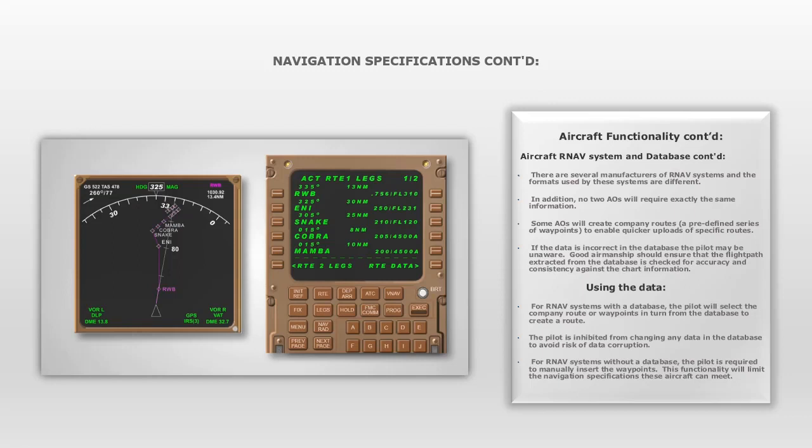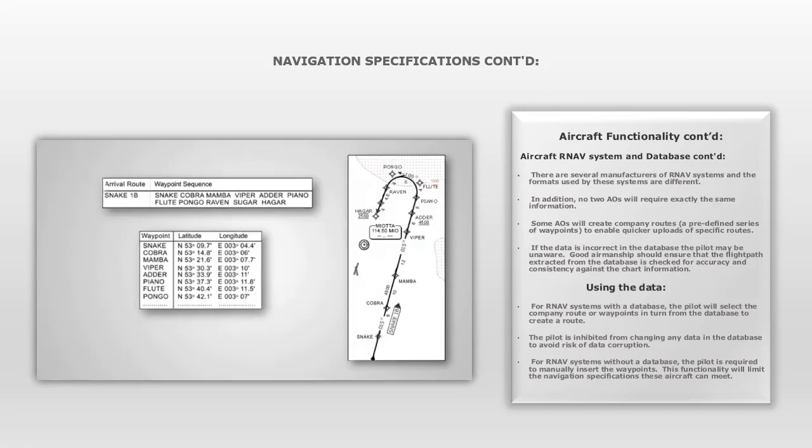arrival. When the navigation computer has a database, it is a straightforward set of inputs to change the star, and because the waypoints are then loaded automatically, there is less likelihood of an error occurring due to manual manipulation. In this example, the air traffic controller has cleared the aircraft to fly the Snake 1 Bravo arrival.